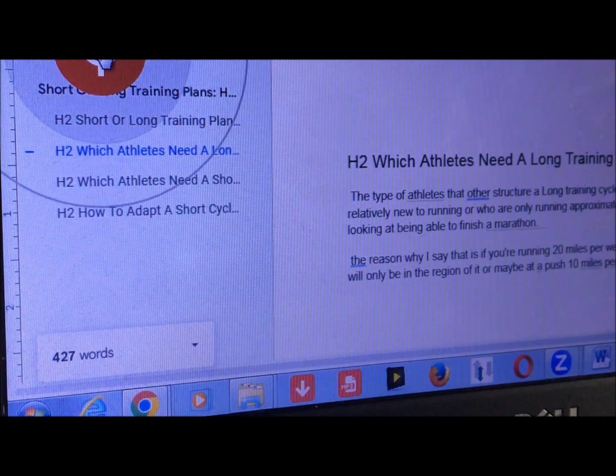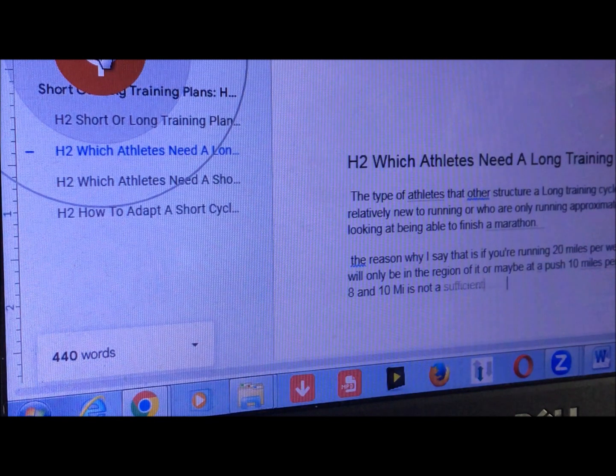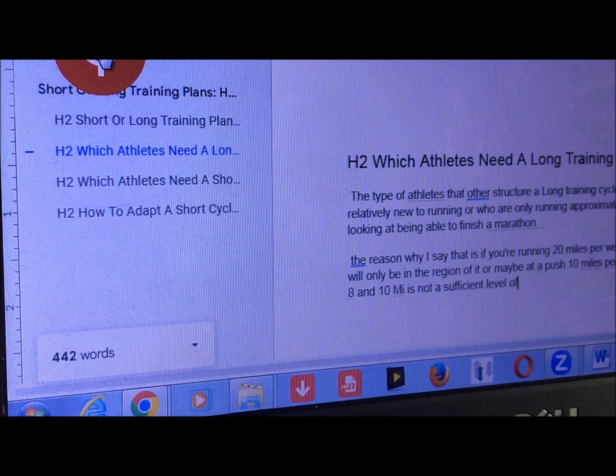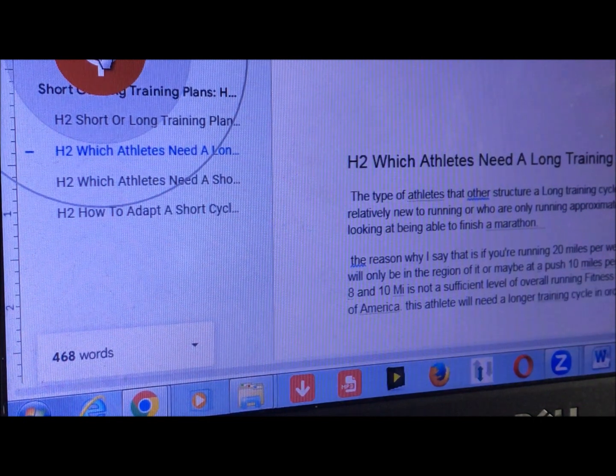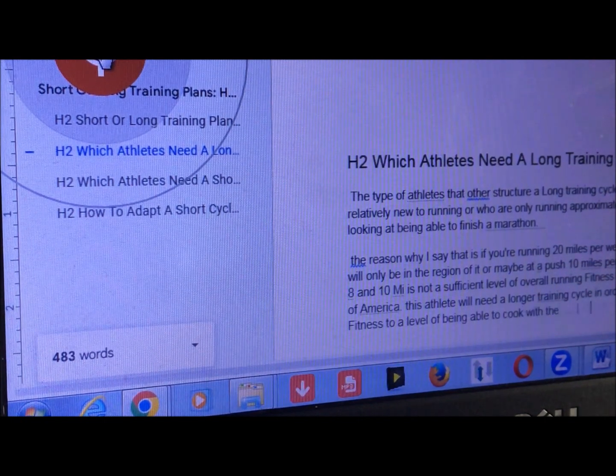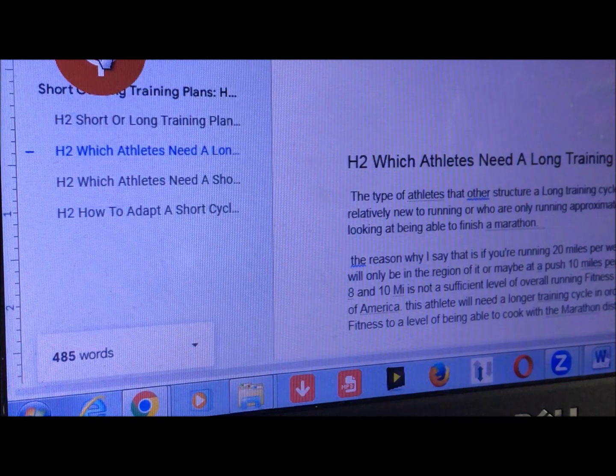And a long run of between 8 and 10 miles is not a sufficient level of overall running fitness to be able to cope with a distance of a marathon. Period. This athlete will need a longer training cycle in order to be able to build up their fitness to a level of being able to cope with the marathon distance. Period. New line.